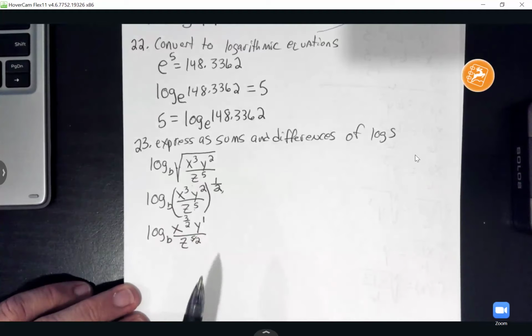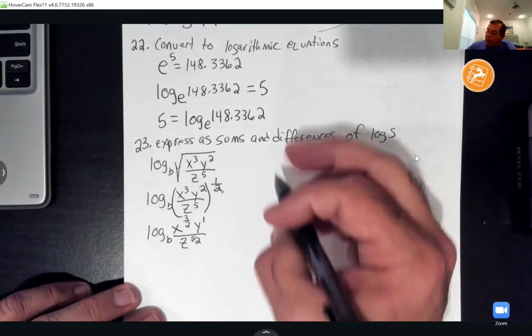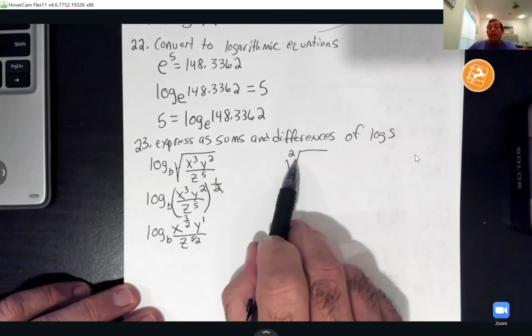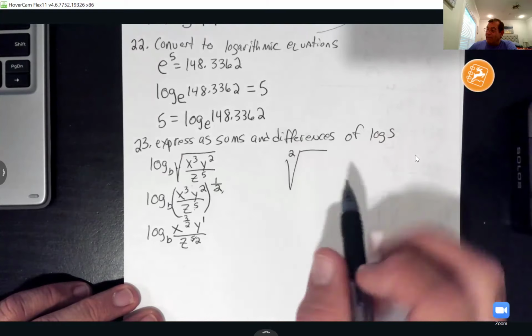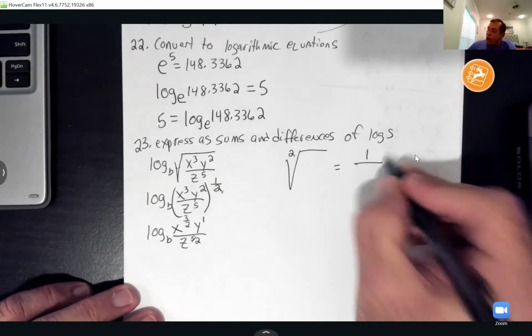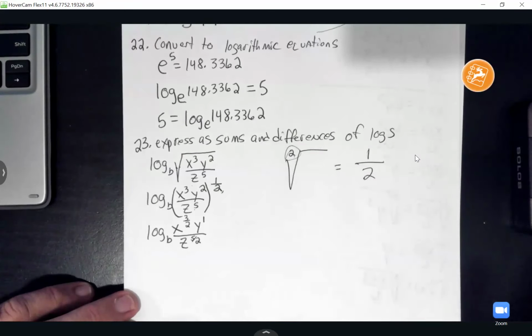And where did you get 1/2 again? Because remember, this is a square root radical. So since it's a square root, we assume it's got a 2 there, okay? And then when you write these as fractions, it's always 1 over whatever that index is. Okay. Thank you. No problem.